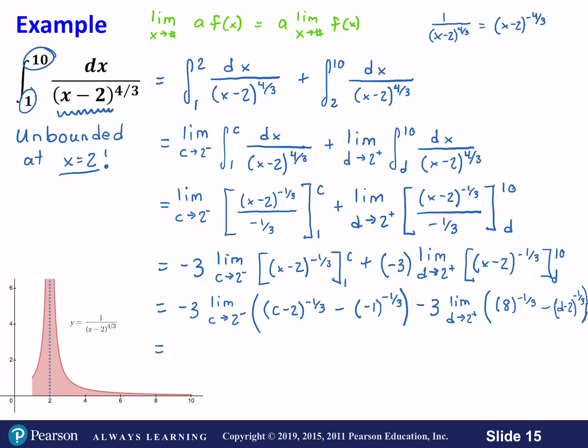We can simplify this a little bit. We have -3 limit as c approaches 2 from the left of (c minus 2) to the -1/3 power. And then -1 raised to the -1/3 power. Let's think about that for a second. This is really 1 over (-1) to the 1/3 power. So what is the cubed root of -1? That is -1, so this is 1 over -1, which is -1. So that whole thing there is just -1. Since we have a minus -1, this is a plus 1.